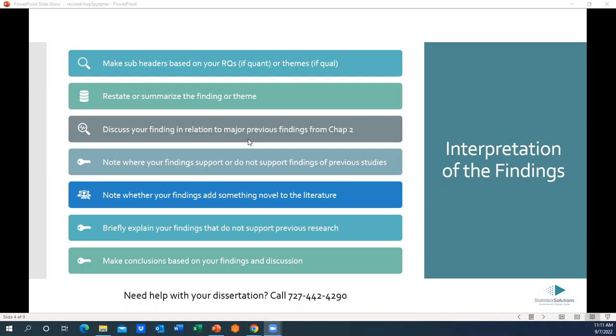Now for qual dissertations, it's really similar. It's just that instead of RQs, you subsection the section out by your themes, right? So if you conducted interviews and did some kind of coding analysis, your results are probably taking the form of themes. So for this section, subsection out by theme, here's the first theme I found, kind of summarize the theme.